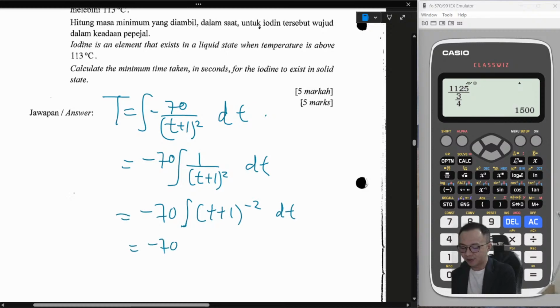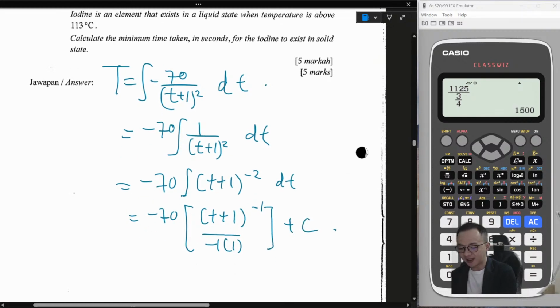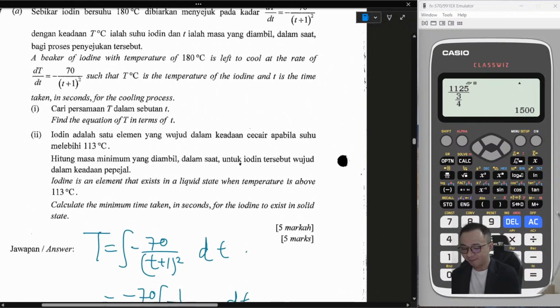As usual, the power plus 1: (T plus 1) to the power negative 1, divided by negative 1. Differentiate inside, I get 1, plus C. So this negative, I will bring it over and it becomes positive 70 over T plus 1, plus C. This is my temperature. And then I want to find C.